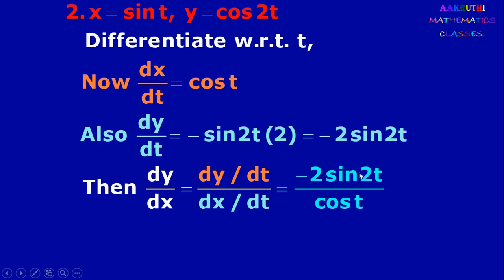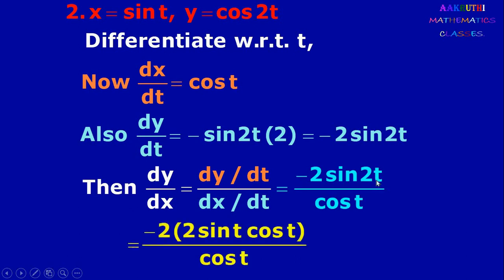And we can simplify for that using the sin 2t formula. Sin 2 theta is 2 sin theta cos theta. So therefore sin 2t can be written as 2 sin t cos t. Here cos t gets cancelled. Remaining is minus 2 into 2 sin t. So the answer is minus 4 sin t. So therefore dy by dx is minus 4 sin t.